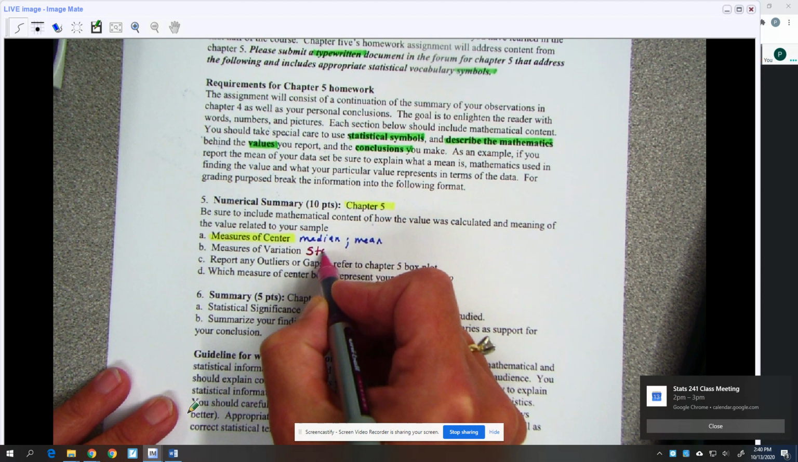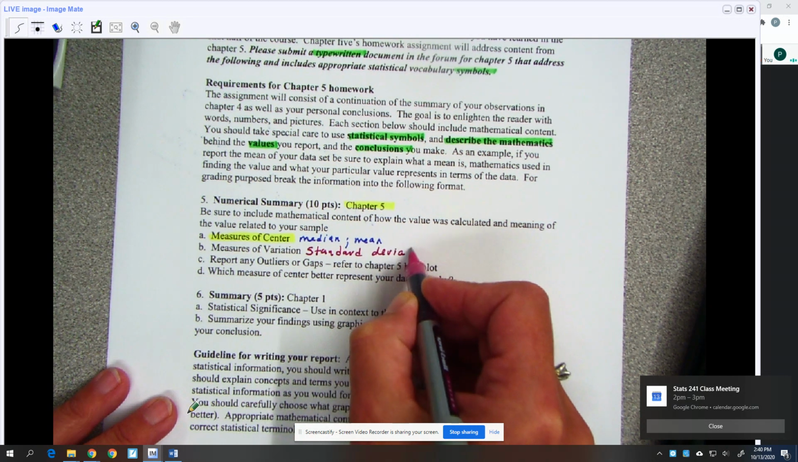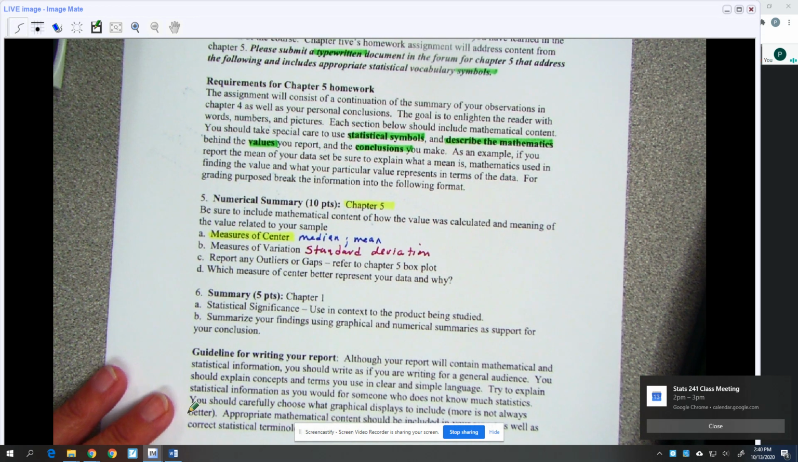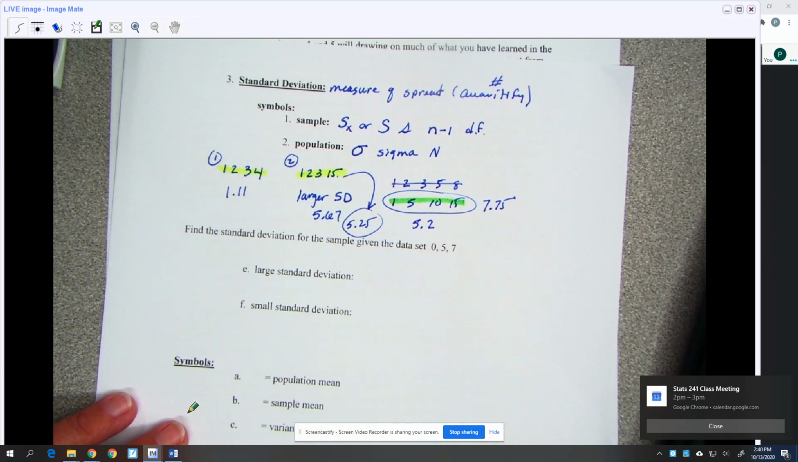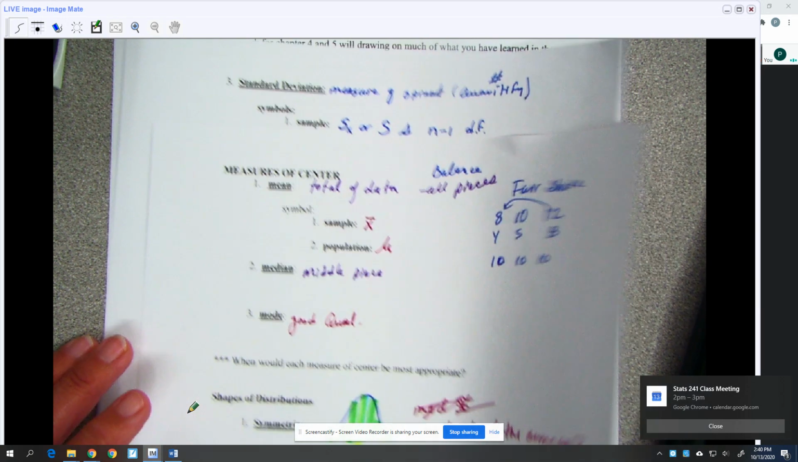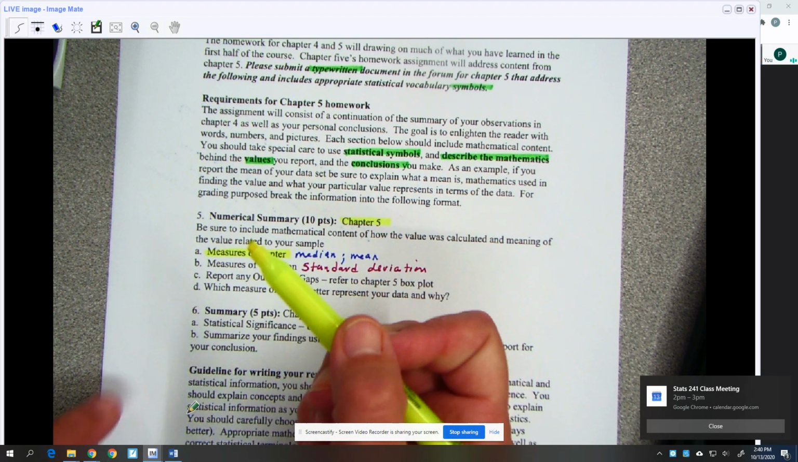The standard deviation. Okay, that's right in chapter 5 notes. So I'm looking at chapter 5 notes. I'm going to show you what I'm looking at. I'm looking at this. Okay, I'm looking at these when I talk about measures of center. Okay, so that would take care of this. So you're going to have to do that.